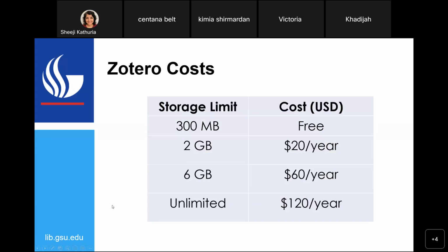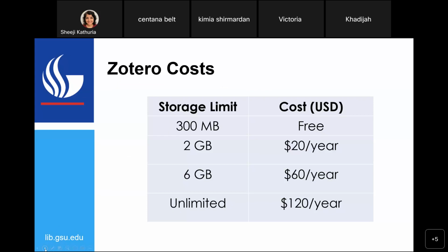Zotero is free, but it works like most cloud-based products where once you hit a certain storage limit, you do run into cost. It's free up to 300 megabytes of storage. And if you wanted to upgrade to 2 gigs or 6 gigs or unlimited, it does have a cost per year. $120 a year is a pretty low amount per month. So that's something to know about.